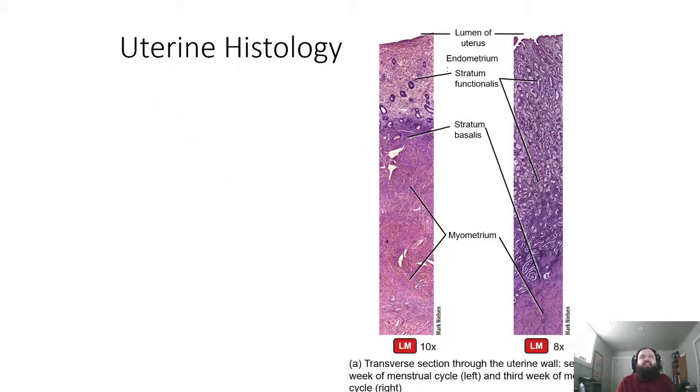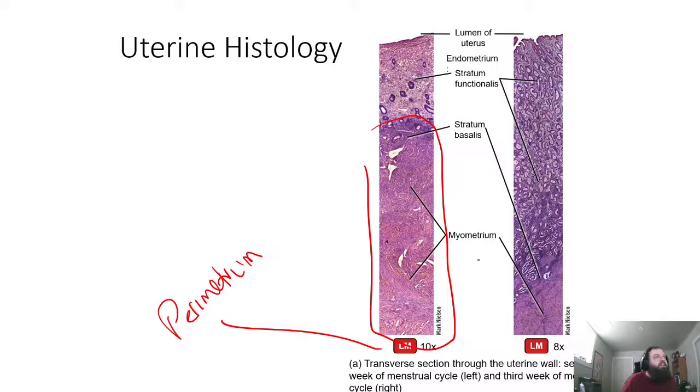So here's looking at the histology of the uterus. You can't actually see the parametrium. The parametrium would be down here. But you can definitely see the myometrium. That's this large red area right here and in here. The innermost layer, which we want to talk about, is, of course, the endometrium.